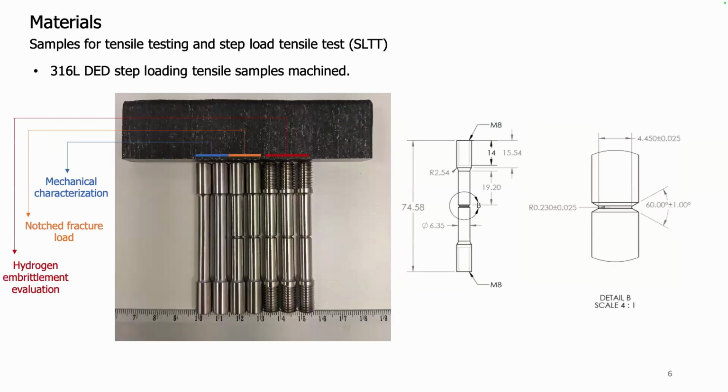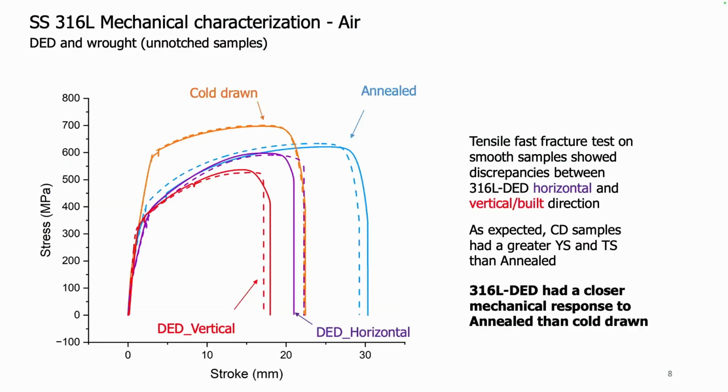When it comes to the characterization, both mechanical and for the hydrogen embrittlement part, we had smooth specimens to do the mechanical characterization. Then we have the notch samples to have the baseline for the step load tensile test, and three of the samples also with notch for the samples tested in the environment. So let's jump into the mechanical characterization. The main idea here was to analyze, if we want to replace the rod with the DED, which condition should we be aiming to replace?